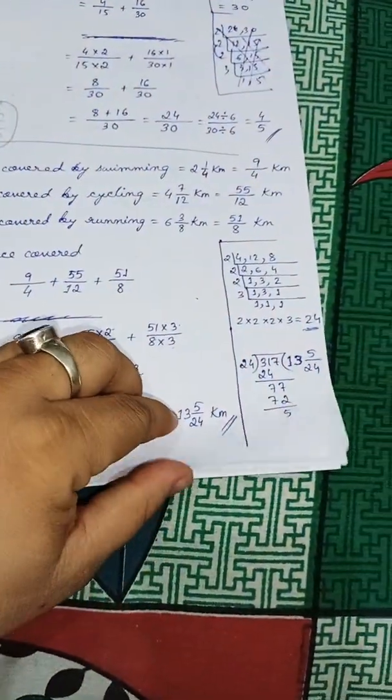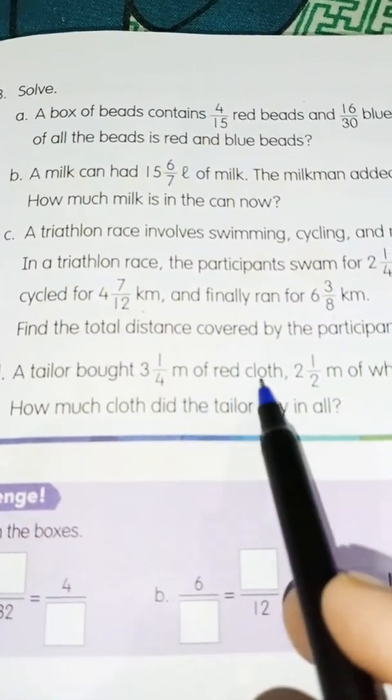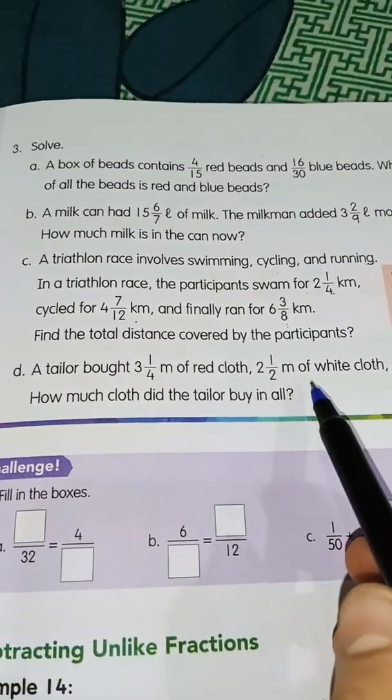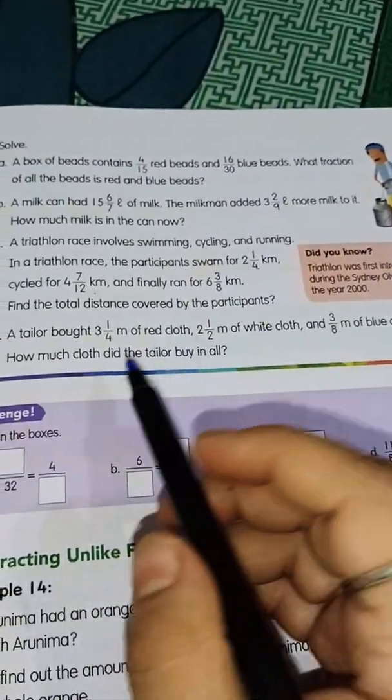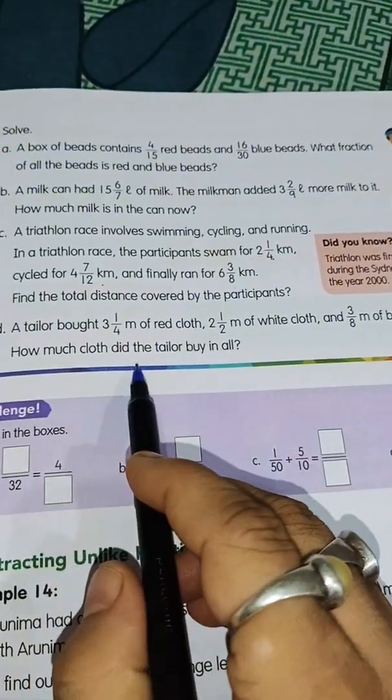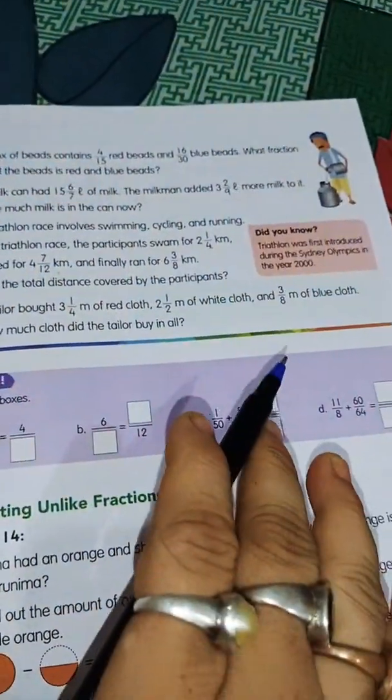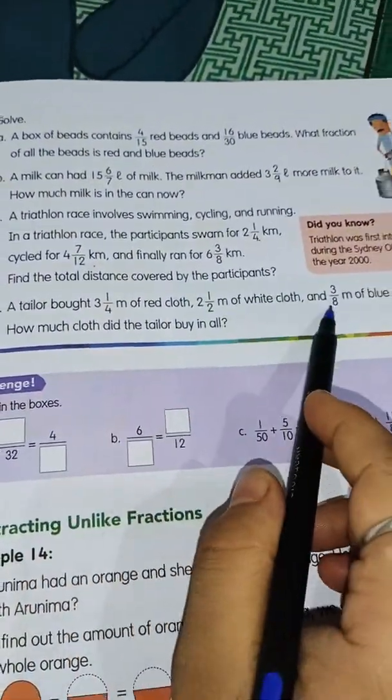Number D is also of the same type. It is said that a tailor bought 3 1/4 meters of red cloth and 2 1/2 meters of white cloth and 3/8 meter of blue cloth. So 3 different types of cloth he has bought. How much cloth did the tailor buy in all? That means in total how much cloth he has bought. So you have to add all the 3 lengths.